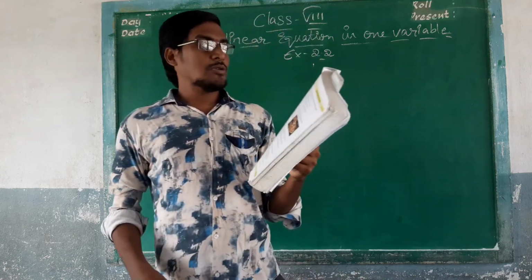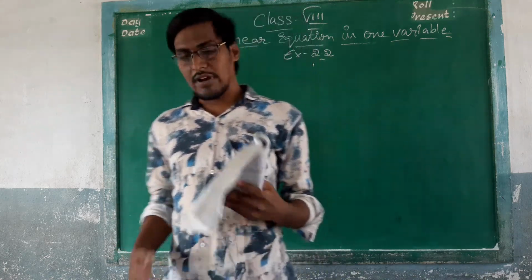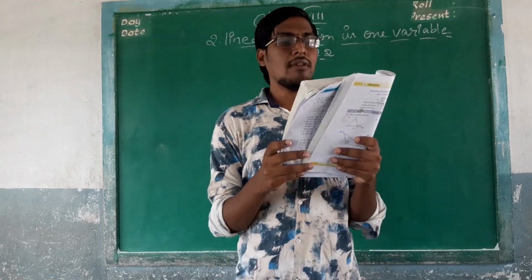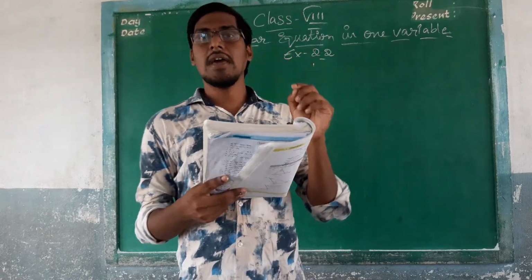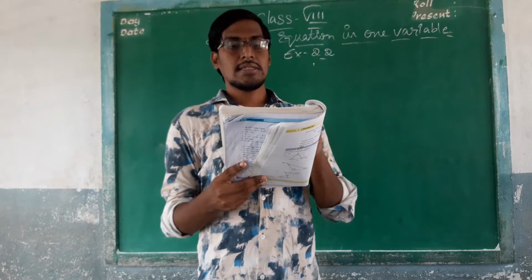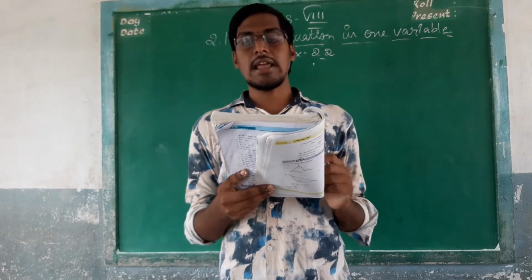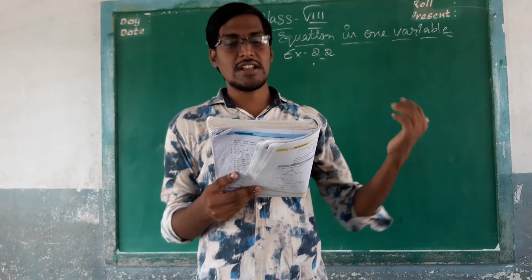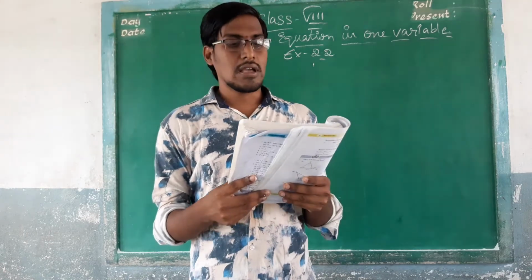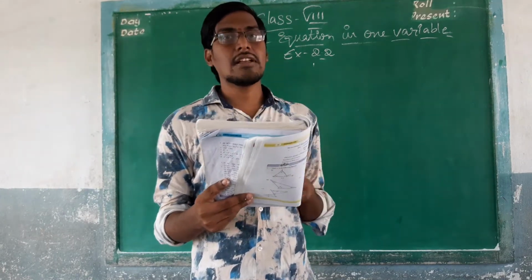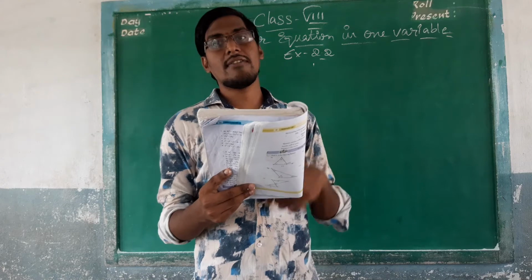Next, exercise 2.2, sixth sum. Okay, what is given in the question here? A man walks 10 kilometers, then travels a certain distance by a train and then by bus as far as twice the train. If the whole journey is 70 kilometers, how far did he travel by train?